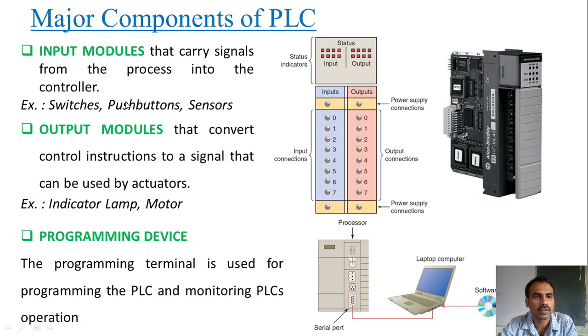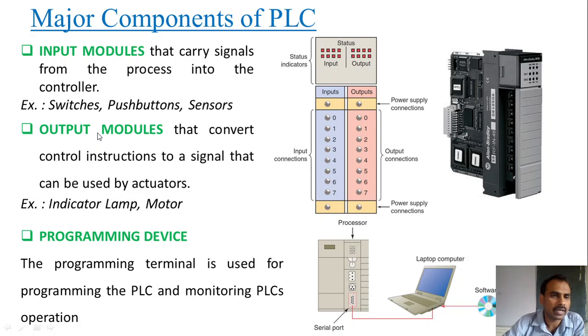Here you can see the input modules will receive the signal from these kinds of things, that is, it may be switches or push buttons or sensors, and this input module will convert the voltage level for the PLC. The input module will also have an isolator when sending the signal to the PLC, such that fluctuation of voltages or the signal will be avoided. So input modules will receive the inputs from devices such as switches, push buttons, or sensors.